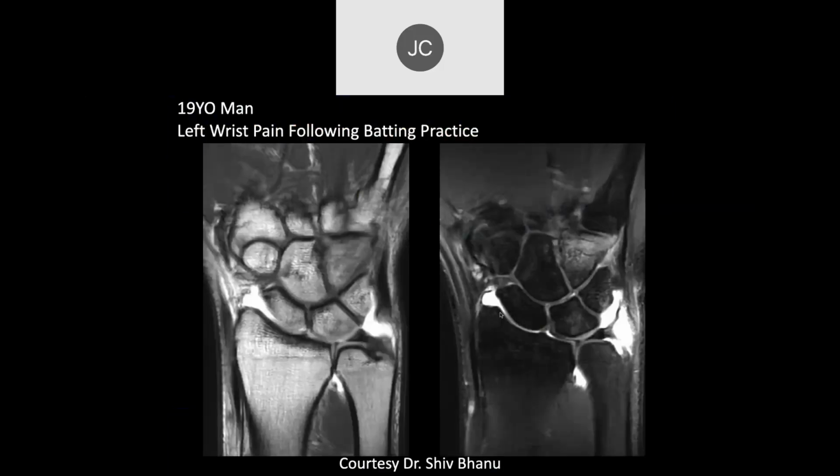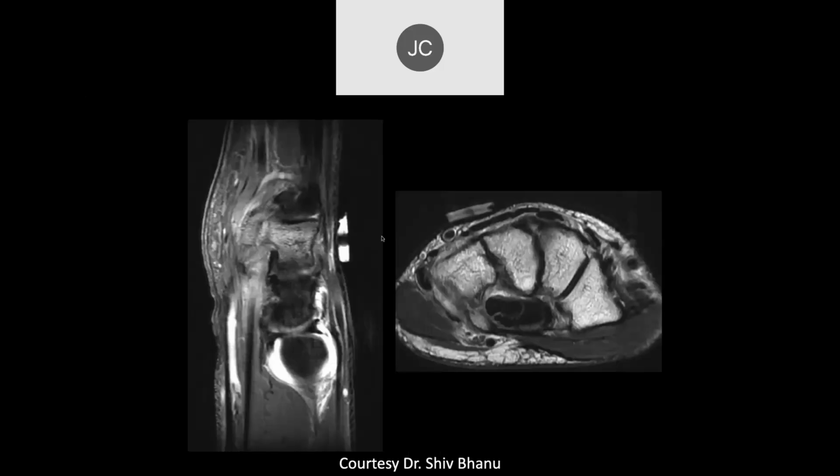Okay. This is left wrist. Right. So here it looks like there's edema within the hamate. Okay. Probably a little triangular fiber cartilage separation. And here you can see where the skin marker is. Diffuse edema throughout the hamate. It looks like a fracture through the base. Yeah, so this was an acute fracture of the base of the hook of the hamate from batting practice.